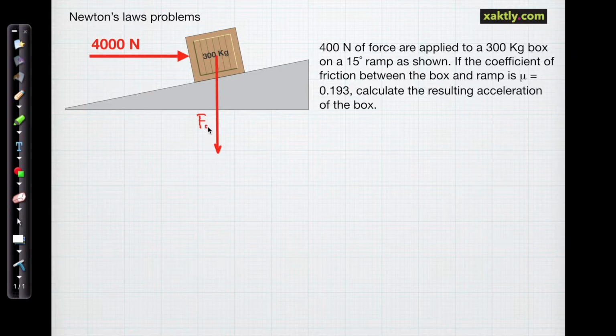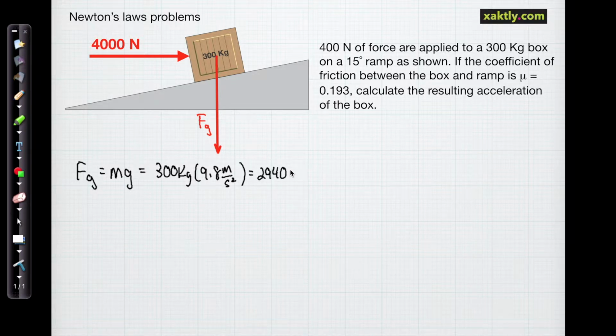The first thing we want to do is calculate the force of gravity. Force is equal to mass times acceleration. The acceleration is the acceleration of gravity. So F equals mg is 300 kilograms times 9.8 meters per second squared. And that gives our force of gravity straight down as 2,940 newtons.